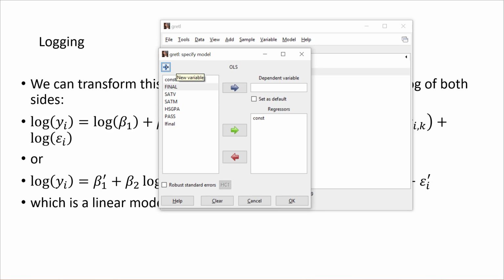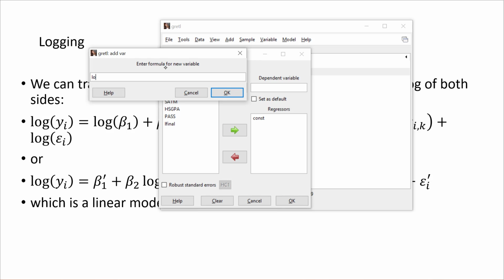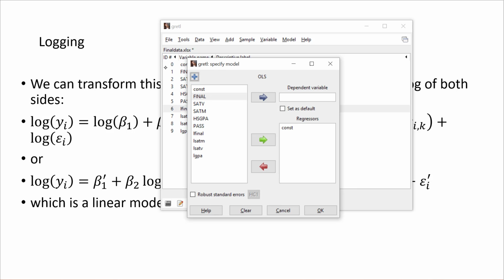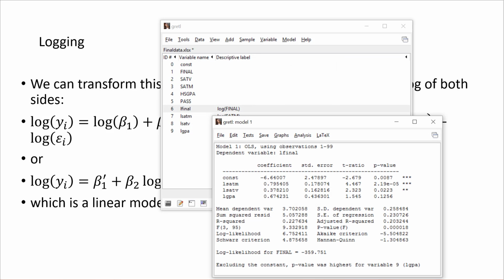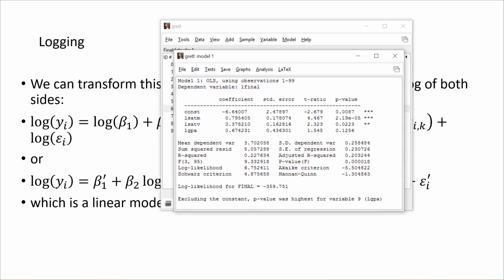Then we do the same with the other ones. Like this, so I have log the final, SATM, SATV, and the GPA. So all I have to do now is just run a regression on the logged values. Like this, and this is the result of my log model. Keep in mind that this is not an estimate of beta 1. It's an estimate of log beta 1. But these are direct estimates of beta 2, beta 3, and beta 4.